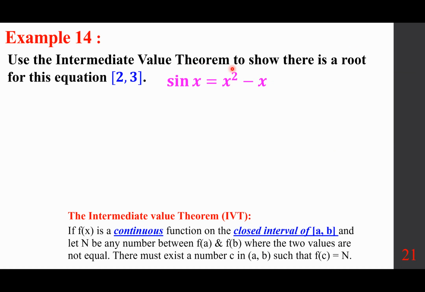Use the intermediate value theorem to show there is a root for this equation sine x equals x squared minus x between 2 and 3. So again, reminding everyone, the intermediate value theorem says if f of x is a continuous function on the closed interval of a to b, and let n be any number in between f of a and f of b, where the two values are not equal, there must exist a number c in a and b such that f of c equals n. So this concept, again, if we were to illustrate that, I want to make sure we understand.